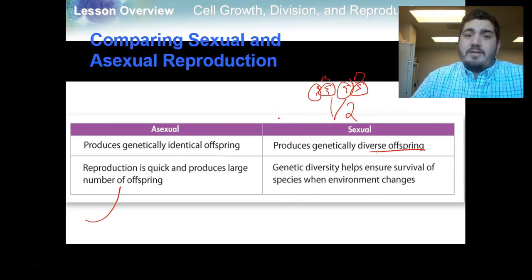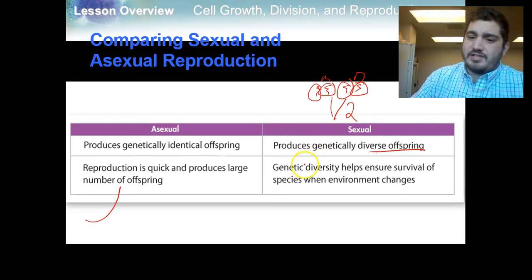And that's why when you look around you, right, you see such diversity in human offspring. Even between your brothers and sisters, you look very different, even though you came from the same parents. All right? And that has to do with that sexual reproduction and really the switching up of what genes you're getting when you're born. Okay, and the reason this is really important is that genetic diversity helps ensure survival of species when environments change. Right?